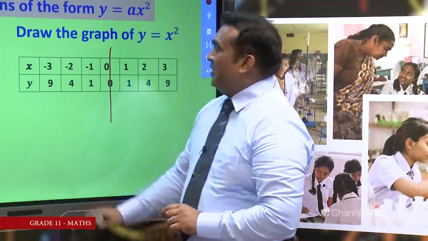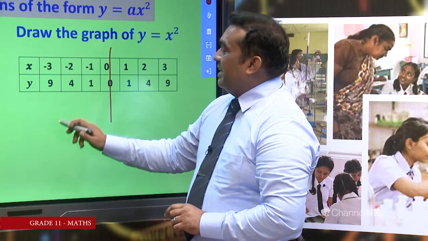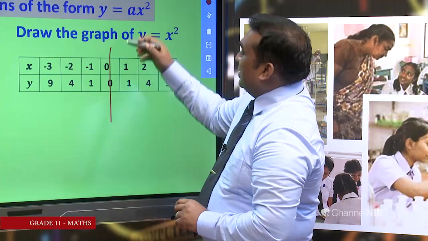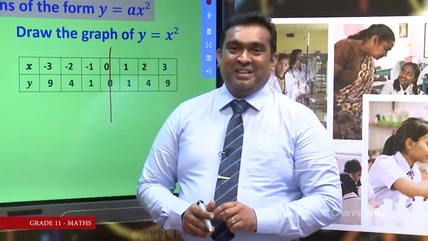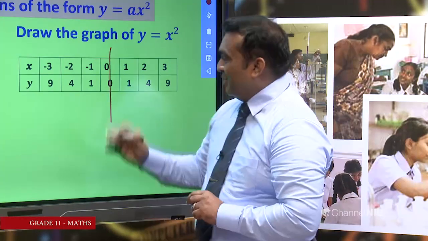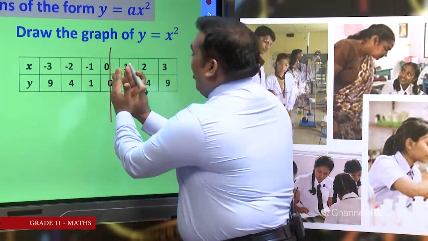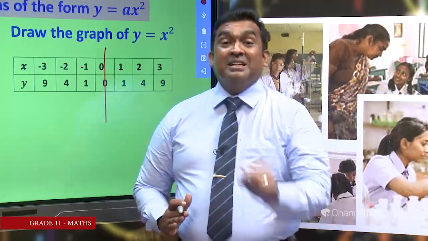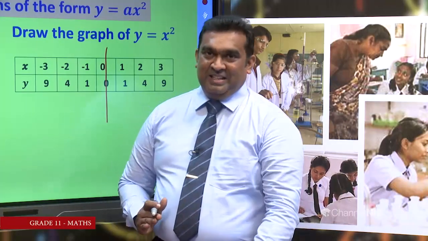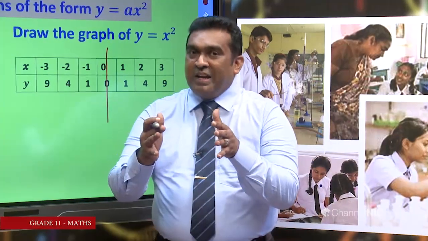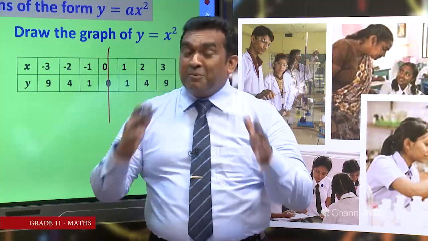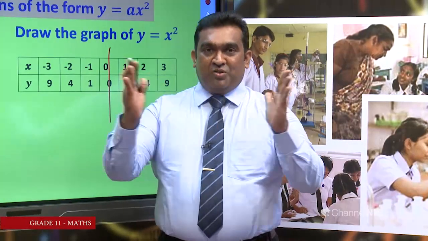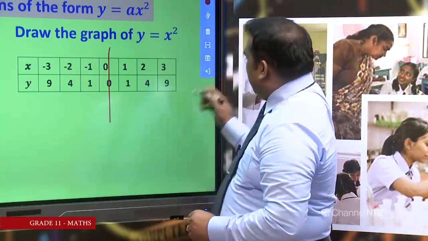Suppose you have 9, 4, 1. If 0 is the midpoint, you can see that on the right hand side also the same order, 1, 4, 9, by considering the symmetry, right? There are two ways of finding the y values: using the substitution method, or otherwise by considering the symmetry.